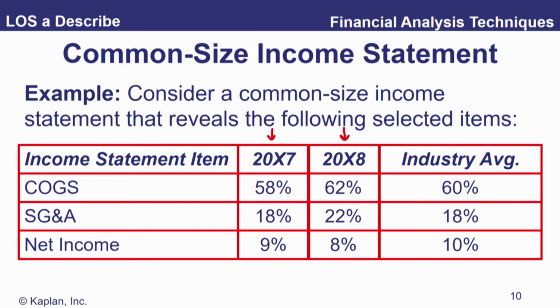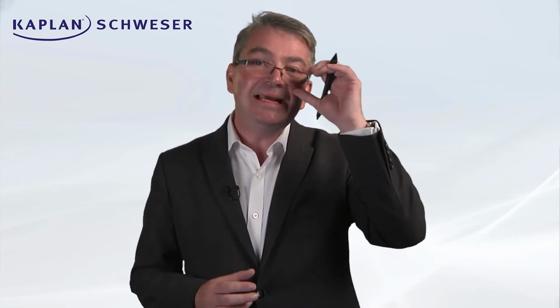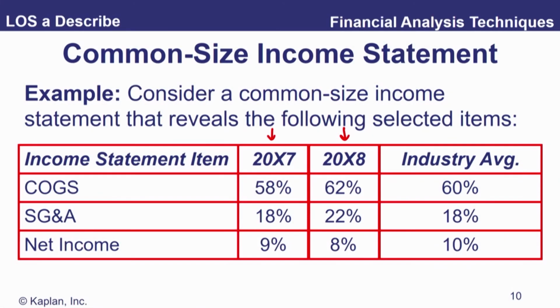So we can see simply by looking at this, cost of goods sold was 58% of sales, but it's increased to 62% of sales. Now hang on, if our cost of goods sold is increasing as a percentage of sales, it means of course our gross profit must be decreasing as a percentage of sales. So our gross profit margin must be falling for this company. So notice essentially cost of goods sold was initially below the industry average, so we seem to have an advantage compared to the industry, but of course by 20x8 we have a balance that's above the industry average.